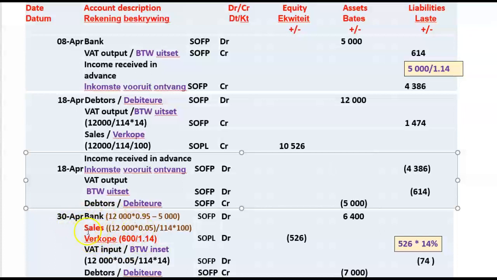So make sure that you understand this. Make sure that you understand that whenever you grant a discount, that discount should be adjusted against sales. If it was a purchase transaction and the discount was granted to you, then you couldn't have used sales. It would have been inventory or purchases, depending whether it's a periodic or a perpetual system.